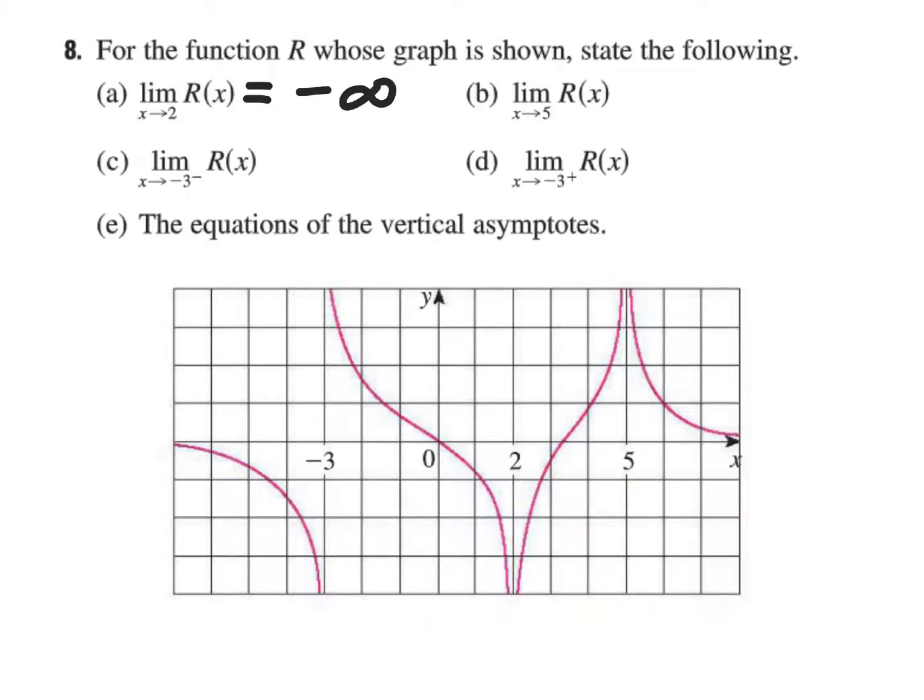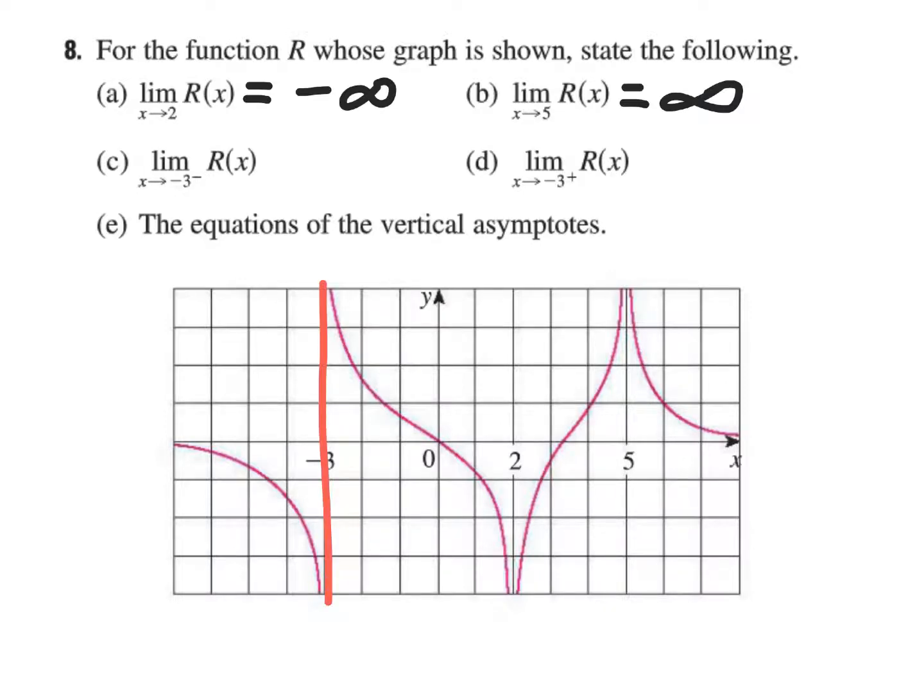All right, so now on to the limit as x approaches 5. I'm looking over here where x is 5, to see what the graph is doing. What is the graph approaching as x is at 5? It is approaching infinity, yes, from both sides. So that's why it's infinity. Good.